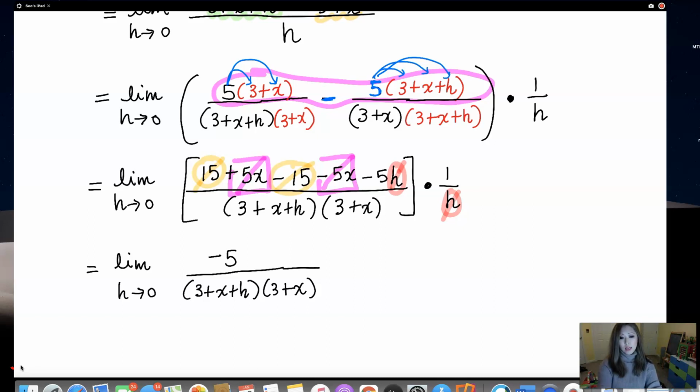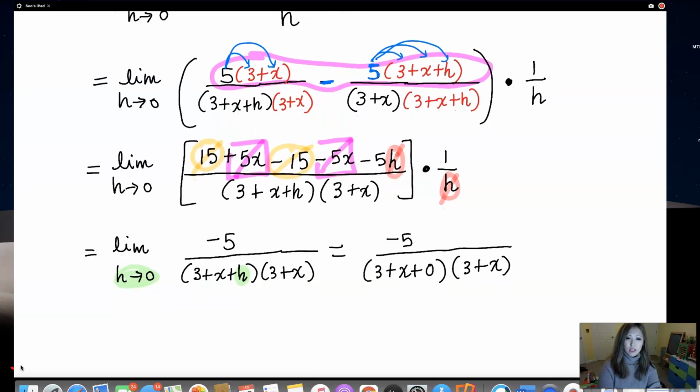Now finally it's time for us to plug in h equals 0. My iPad's a little slow. Okay, so finally let's plug in h equals 0. Because we're plugging in h equals 0, I'm not going to write the limit notation anymore. I'm just going to go ahead and plug it in. Negative 5 over parenthesis 3 plus x plus 0, close the parenthesis, and 3 plus x, okay? Do not accidentally plug in x equals 0. H is 0. All right, that can be simplified a little more.